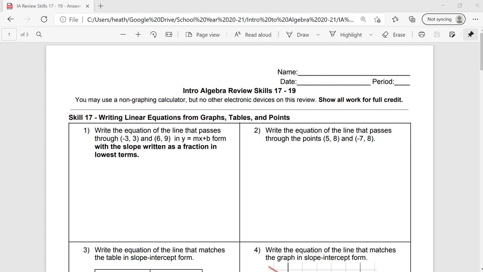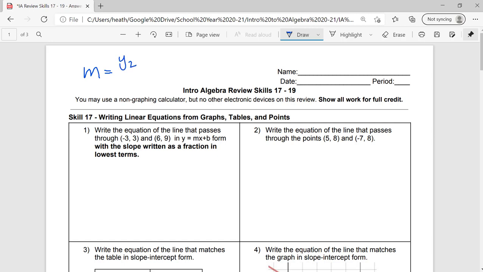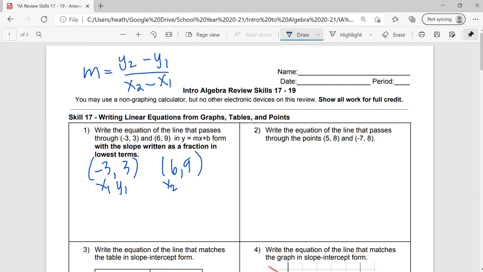Okay, here are a few hints just to remind you as you're doing skill 17. So the first thing you're going to want to remember is the slope formula, right? That's y2 minus y1 over x2 minus x1. So, for instance, when you're doing number 1 here, you might want to label these points to find the slope: x1, y1, x2, y2. And then you'll plug them into the formula and find the slope, and then you'll write your equation, right?